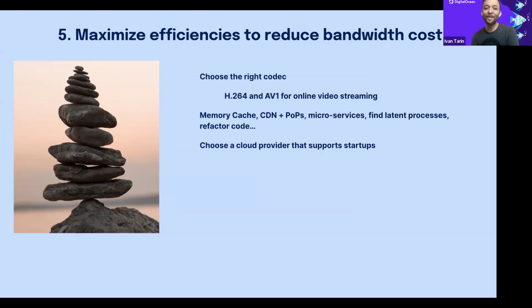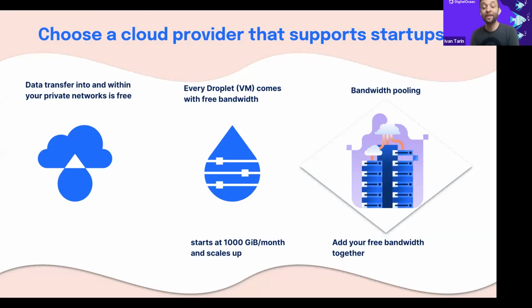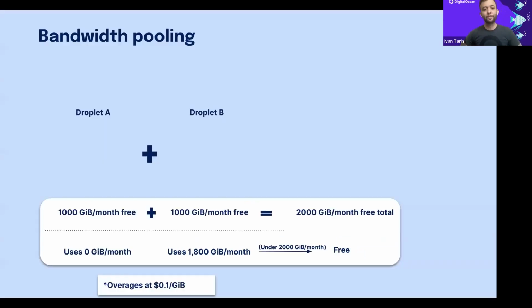Next slide, please. One of the easiest ways to minimize your bandwidth costs is choosing the right cloud provider. So DigitalOcean has probably the best prices in the industry for bandwidth costs. Data transfer within the network is free. Every droplet comes with a free allowance of bandwidth starting at 1,000 gigabytes a month and scales up depending on the droplet you choose. Then you can add all your free bandwidth together, and depending on how you use it, you can have really low costs. I'll explain that in the next slide quickly.